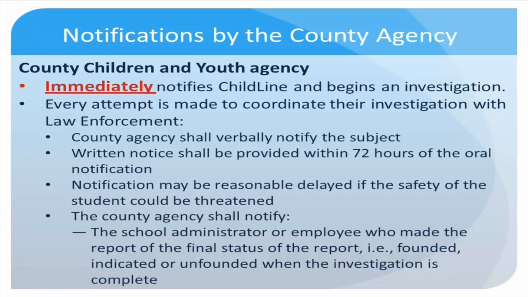Prior to the initial interview with an employee suspected of abusing a student, the county agency must orally notify the subject of the report about the existence of the report, the allegations of the abuse, and his or her rights regarding amendment or expunction. Written notice shall be provided to the subject of the report within 72 hours of the oral notification. Notice may be reasonably delayed if notification is likely to threaten the safety of the student or the county agency worker, to cause the school employee to abscond, or to significantly interfere with the conduct of a criminal investigation.